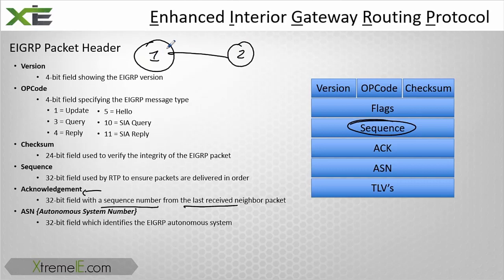So if I have R1 and R2, R1 sends me a whole bunch of packets here. And once I receive the last packet, R2 is going to send me that ACK packet, and it's going to contain that sequence number that I received.